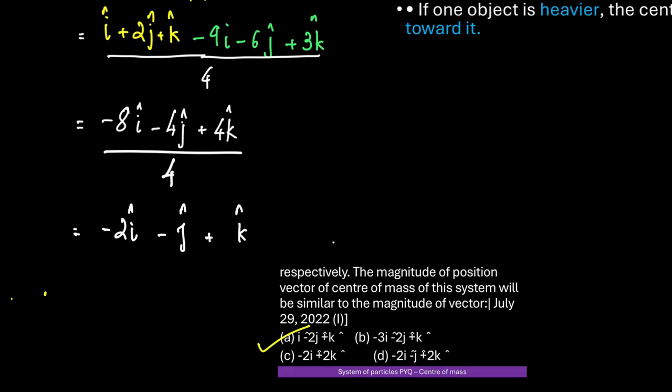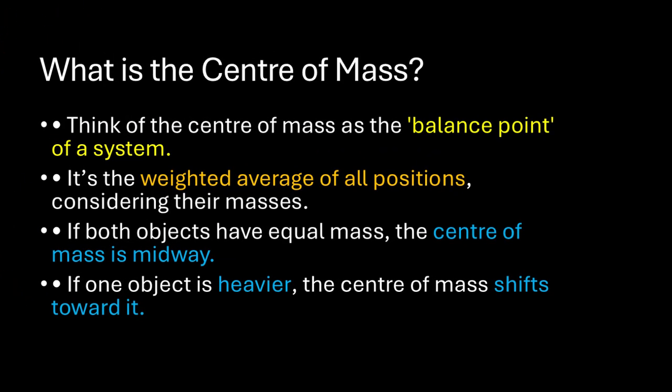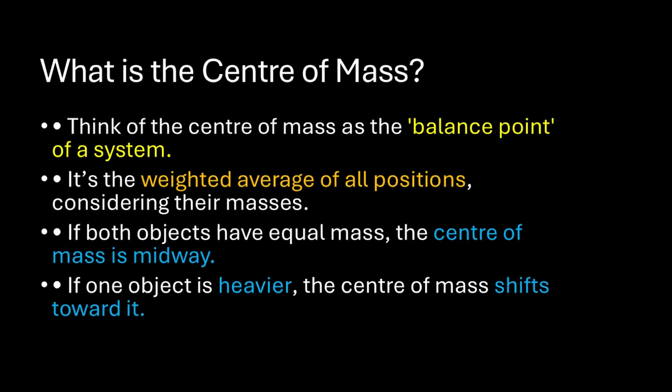So now we have found out the position vector of the center of mass. Now let's spend some more time, maybe 3 to 5 minutes, to understand what this implies physically. See, we know that the center of mass is the balance point of a system, right? Or it can be said that it is a weighted average of all the positions of the respective masses.